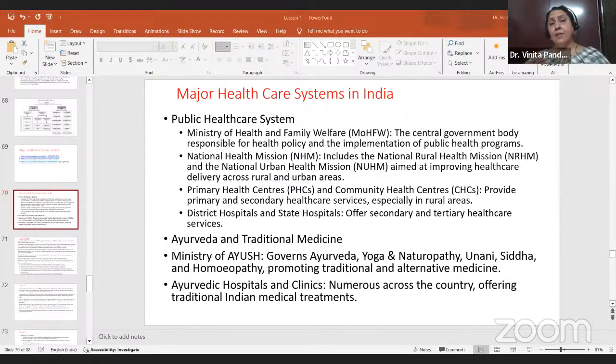And it is a very, very old system. And today, on June 21st, International Day of Yoga, the entire world is benefiting from this very traditional and very scientific Indian practice. And then you also have naturopathy, like you might have seen naturopathy hospitals also.